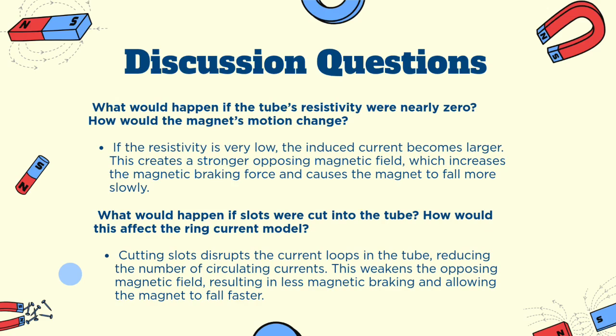And the second question is, what would happen if slots were cut into the tube, and how would this affect the ring current model? Cutting the slots disrupts the current loops in the tube and reduces the number of circulating currents. This weakens the opposing magnetic field, resulting in less magnetic braking and allowing the magnet to fall faster.